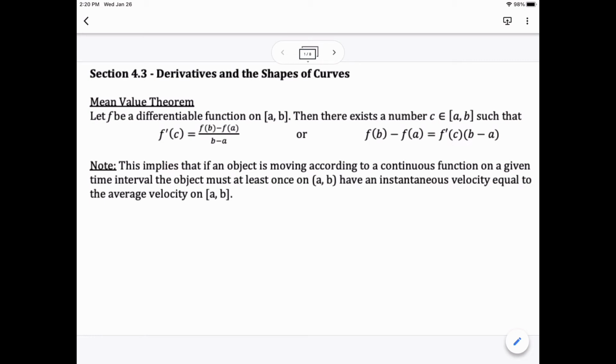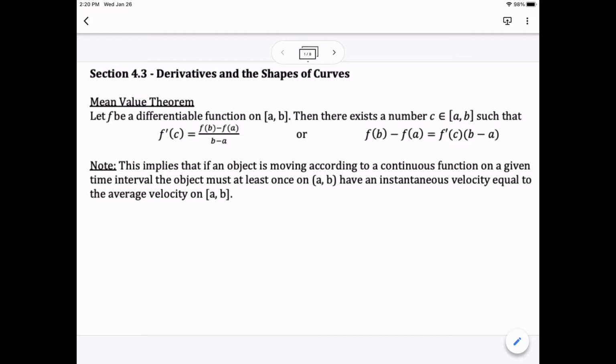Today's lesson is over section 4.3, where we'll be talking about derivatives and the shapes of curves. First thing we want to talk about is the Mean Value Theorem. It says, let f be a differentiable function on a closed interval between a and b. If that's the case, then there exists a number c on that interval such that there is a derivative at c that is equal to the slope between a and b.